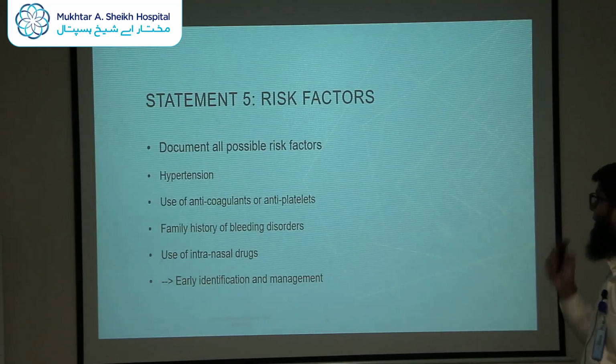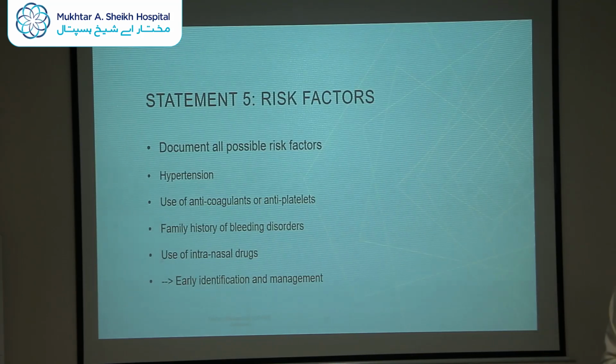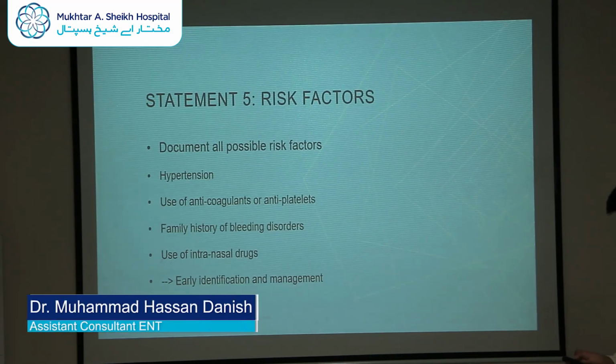So now statement number 5 is on risk factors. Whenever you have a patient who presents with a history of nosebleed or with an active nosebleed, always document possible risk factors so that they can be addressed in a timely manner. This includes hypertension, use of anticoagulants, use of antiplatelets, a family history of bleeding disorders, and use of intranasal drugs.